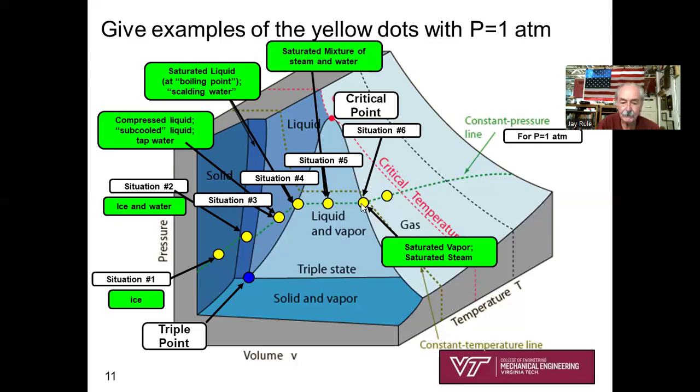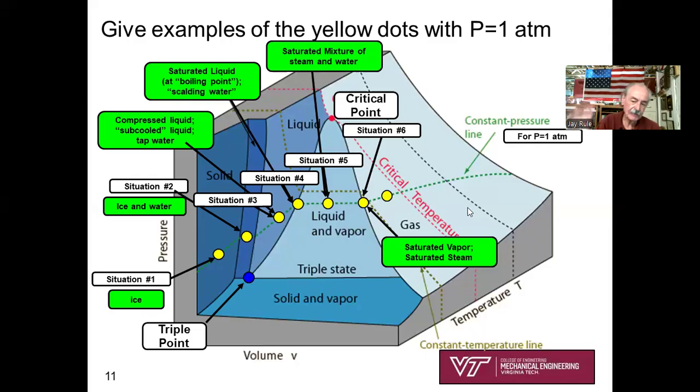Situation 6, though, is we've continued to boil it, and all the water has turned into vapor. Okay. So that's called saturated vapor or saturated steam. In engineering, we call that saturated vapor. That's this situation right here. And notice how it's laying on this dome, on the right-hand part of the dome. When your dot is laying on that part, that's called saturated vapor.